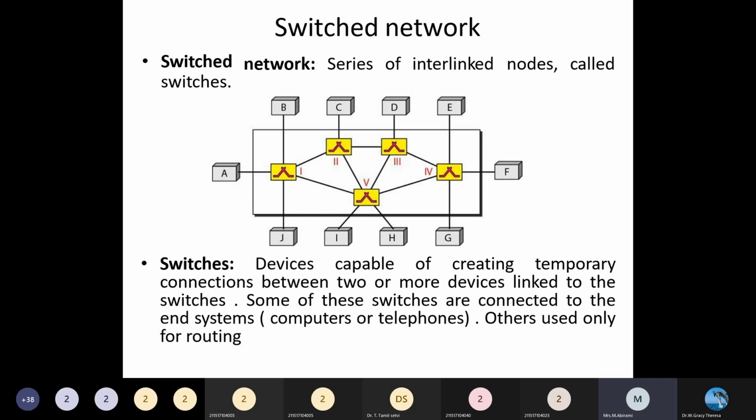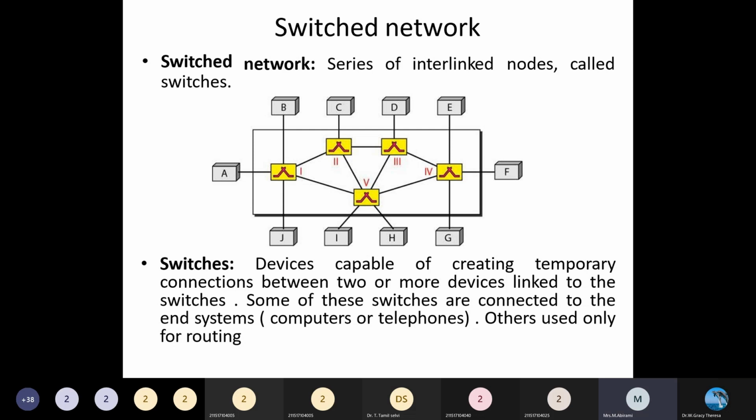It briefly gives the switched network. A switched network is a series of interlinked nodes. These interlinked nodes are connected, and it decides the path between sender and receiver. When establishing the connection between one or more computers, the switching establishes the communication, deciding which path to use and how to send and receive the messages in between.